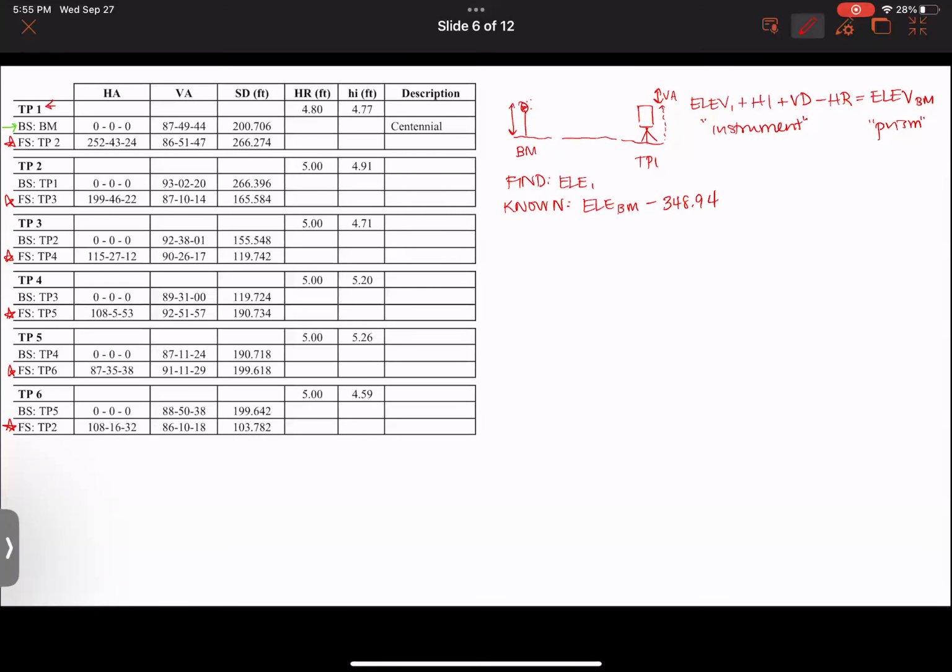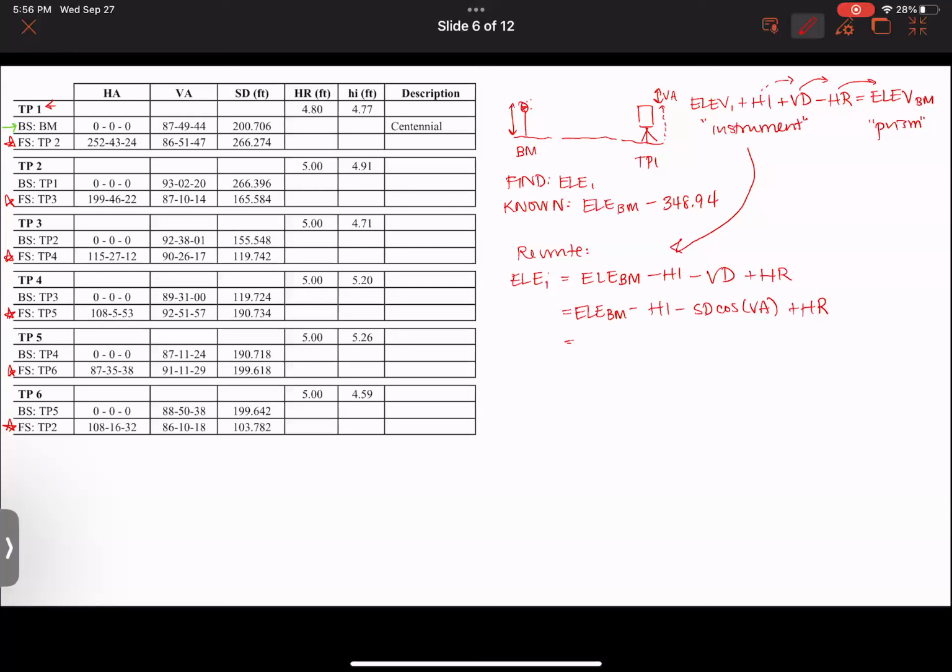All right, so we want to rewrite this equation so that we have what we are solving for on the left, which is elevation 1, equal to what we know on the right, which is elevation at our benchmark minus HI, right? Because I'm moving this over to the other side. Minus my vertical distance, again, move to the other side, and plus my rod height, again, I'm moving it to the other side of this equation. And I'm going to write this a little more fully. I'm going to say elevation at BM minus HI minus SD cos VA. Check out the previous video if you want to see how we get to those points.